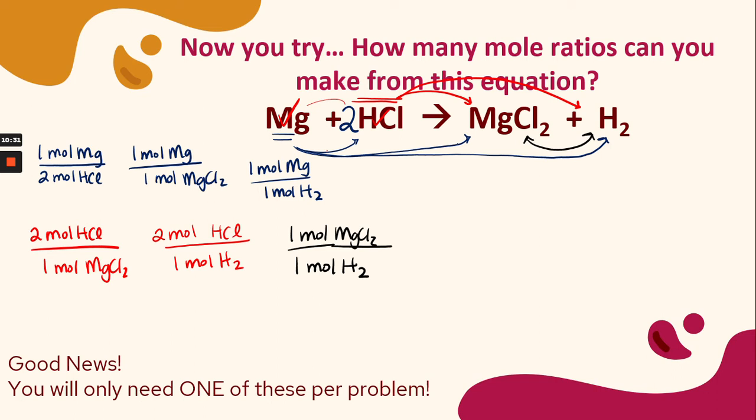So I can make 6 different mole ratios from this equation, but I can also flip them upside down, and if I flip them all upside down, I'd get 6 more. So I could actually have 12 different mole ratios. So if you wrote any of these upside down, they're totally okay because I can flip all of these upside down. Now, the good news is we're only going to need one of these per problem.